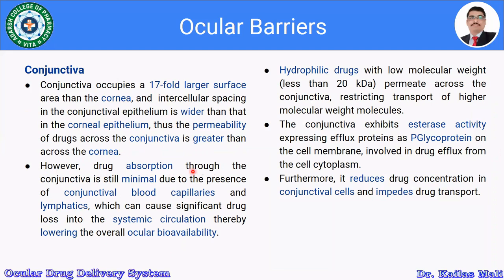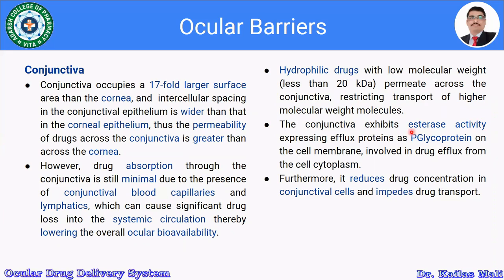However, drug absorption through the conjunctiva is still minimal due to the presence of conjunctival blood capillaries, so the drug reaches the systemic circulation and the lymphatics, which can cause significant drug loss into the systemic circulation and thereby lower the overall ocular bioavailability. Hydrophilic drugs with a low molecular weight, up to 20 kilodalton, permeate across the conjunctiva, which further restricts drugs having a high molecular weight.